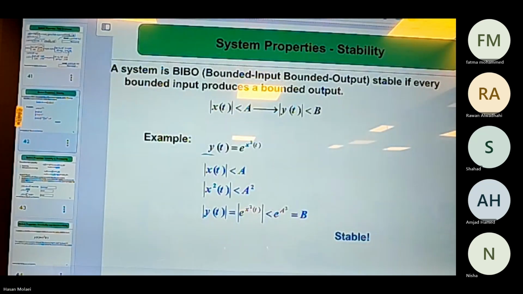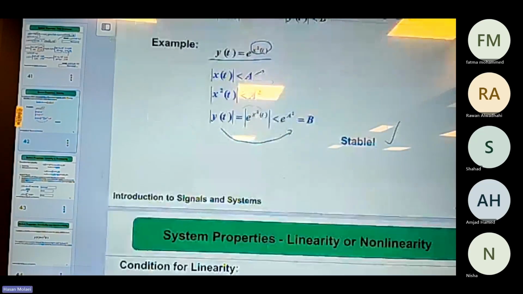Okay. Is this one stable or not? This system's input is a limited value. Its maximum is A, so its square maximum would be less than A squared. So the output would be smaller than a finite value, so it is stable.